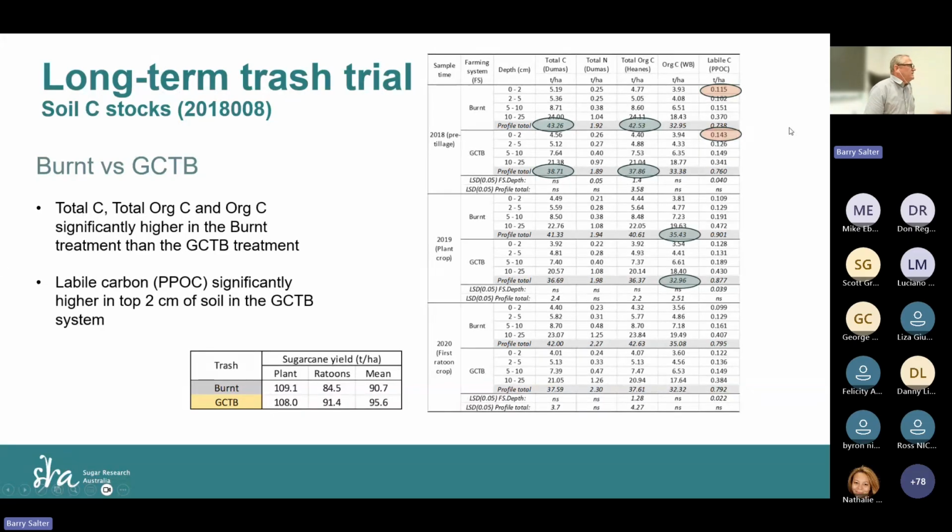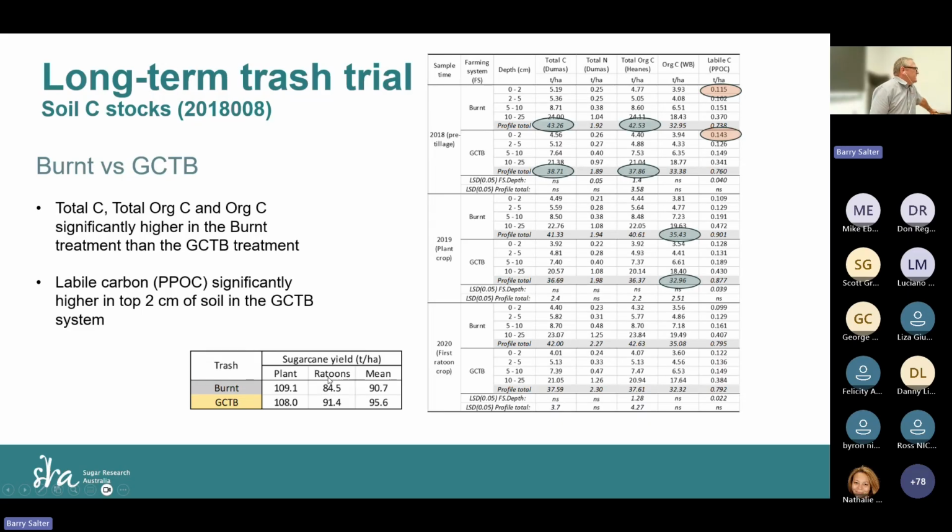The only place where we saw a slight increase or improvement with the trash blanket was labile carbon, which is the really active form of carbon, and that was only significantly higher in the trash blanket system in the top 2 centimetres of soil. So yeah, we don't seem to have changed soil carbon because of trash blanketing, which is not what we were hoping for, I suppose.